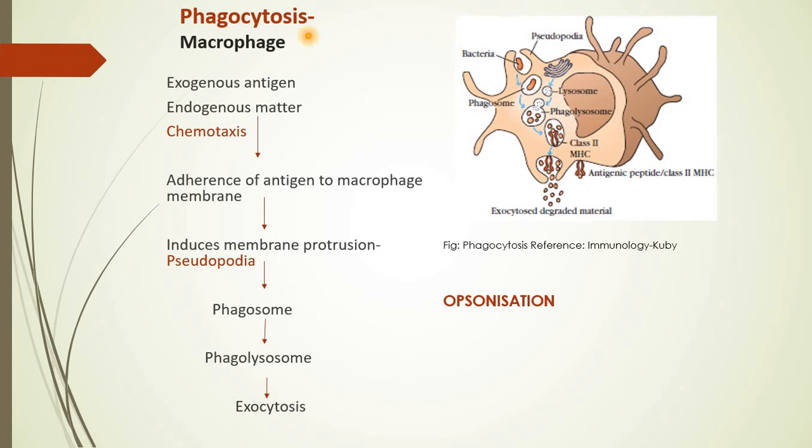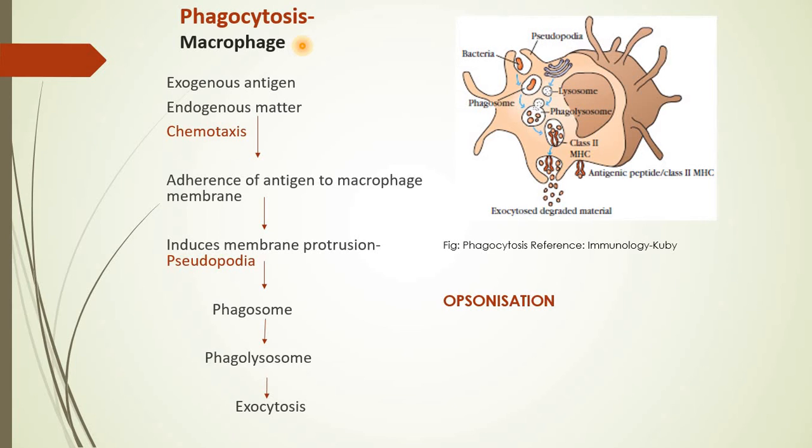Phagocytosis is an important phenomenon of the cell wherein the cell engulfs the pathogen or drinks the toxic secretion of the pathogen and brings about secured immune development in an organism. So both exogenous antigens and endogenous matter can be removed from the host body by the process called phagocytosis, and this is achieved only by the cells called macrophages.